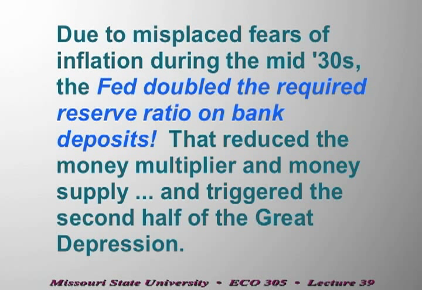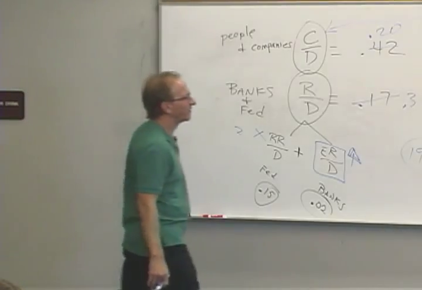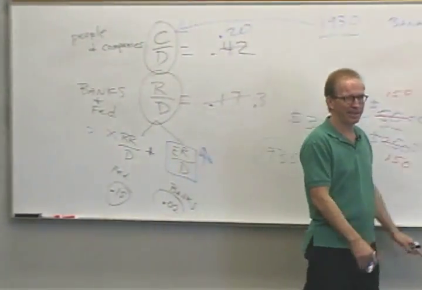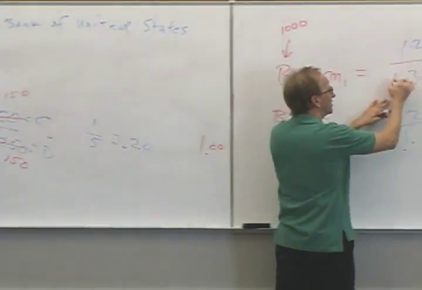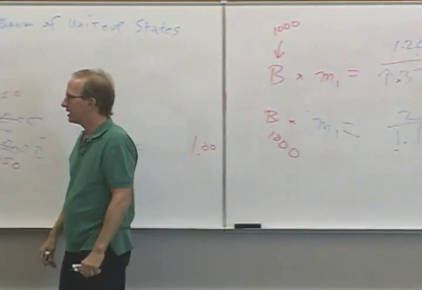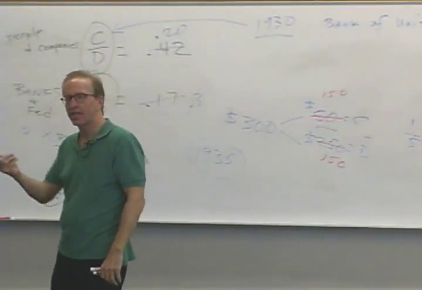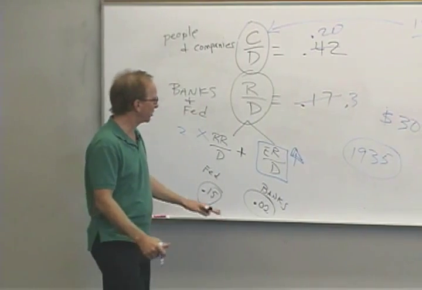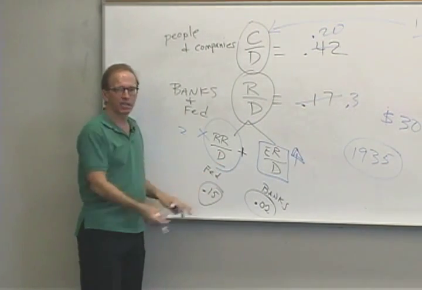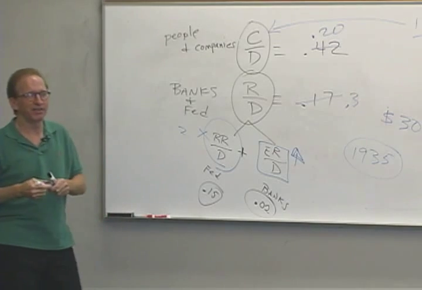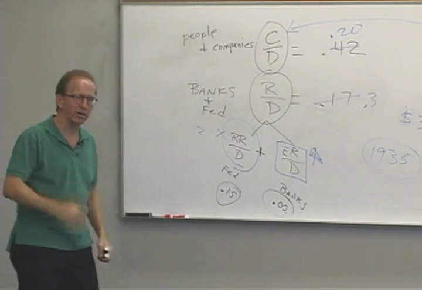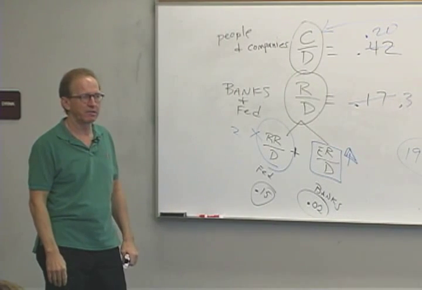So what did they do? What they said is, we better get rid of those excess reserves. Let's double the required reserve ratios. So whatever they were before, we'll double them. And so the denominator on this fraction went up some more. They did this in three steps in 1936 and 1937, doubled required reserve ratios. And then within very few months, there was the second sharpest downturn on record.